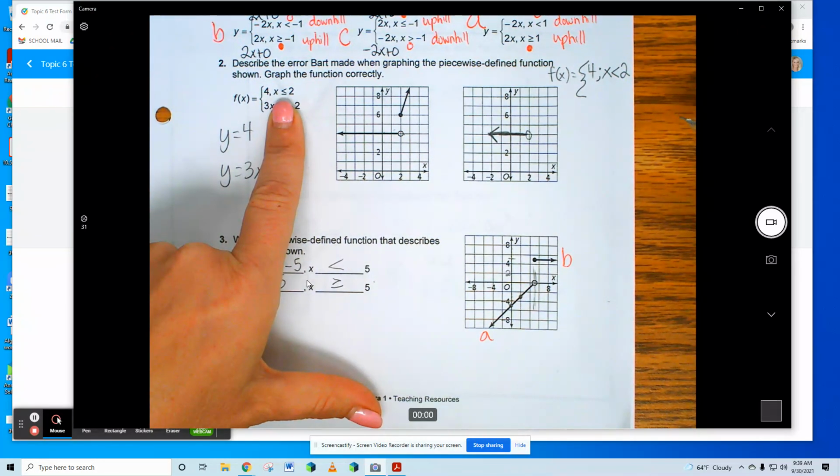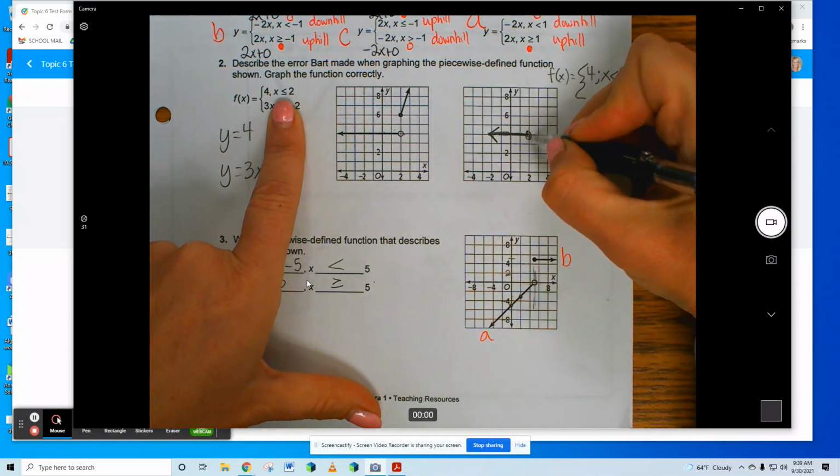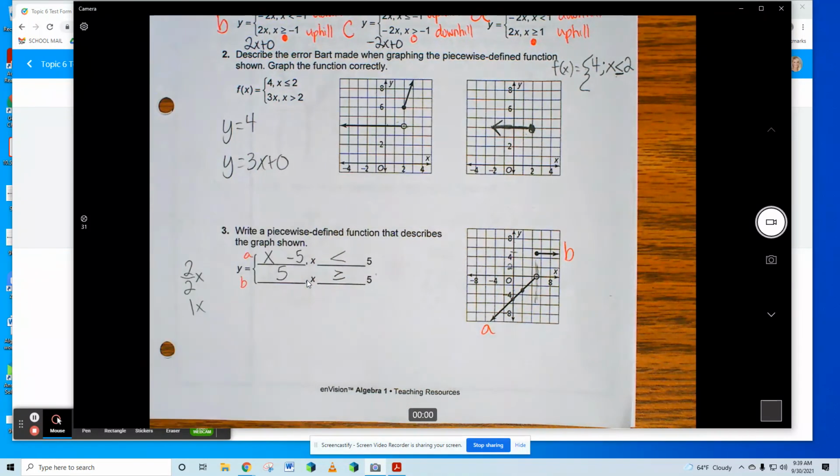It doesn't match up with the symbol. He graphed it and he put an open circle and he should have put a closed circle. Okay, let's make this closed then. Sorry, the equation has to stay as it is. It's the graph that had the mistake.